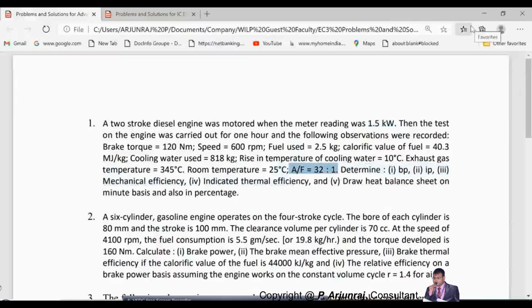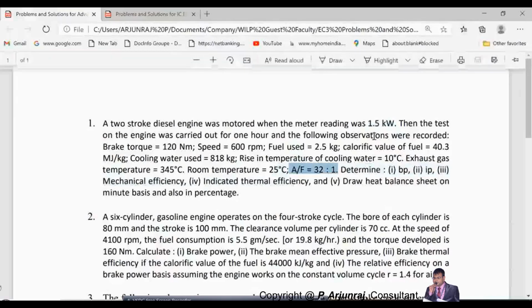Okay, so in your note or in paper, what you do is that you write down all the given data. Now we will solve the problems. Okay, so you please note down the power. I will give you some time. Power is 1.5 kilowatt, and the brake torque is 120 Newton meter, and speed is 600 rpm. Please write down in your note or whatever you have. And the fuel being used is having 2.5 kg.